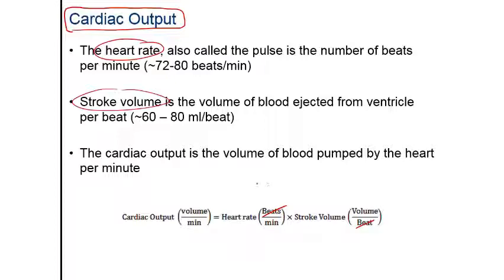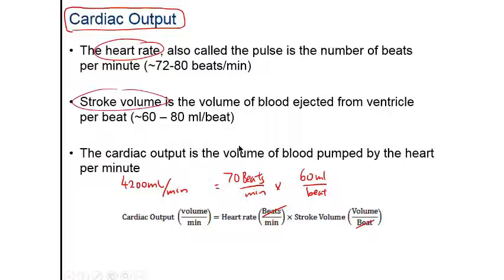So let's say someone has a heart rate of 70 beats per minute, and you multiply by a stroke volume of, say, 60 milliliters per beat. Someone with these numbers is going to have a cardiac output of 4,200 milliliters per minute. Now, is that good? Is that bad? Well, it depends on what you're looking at, right?